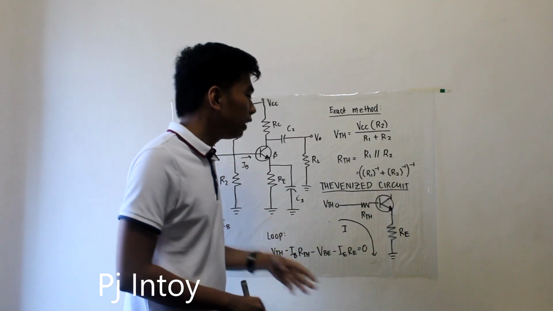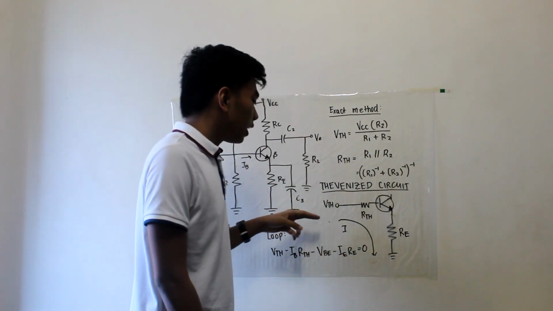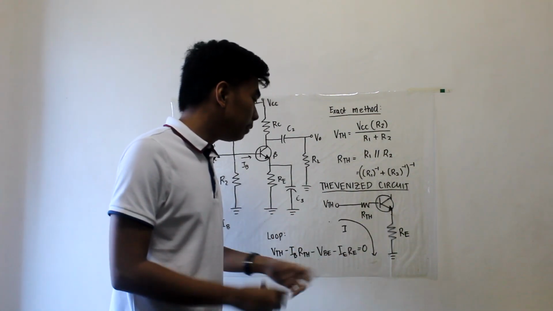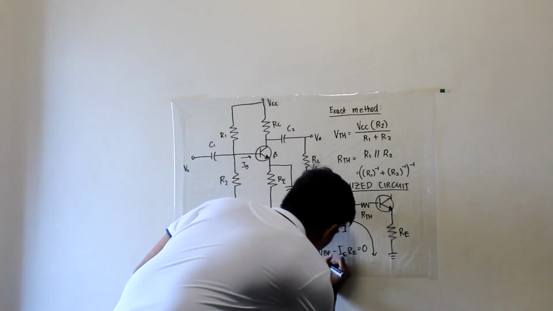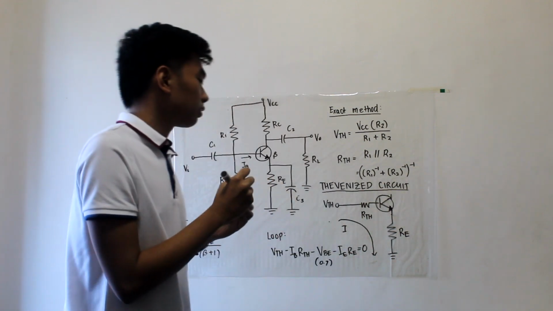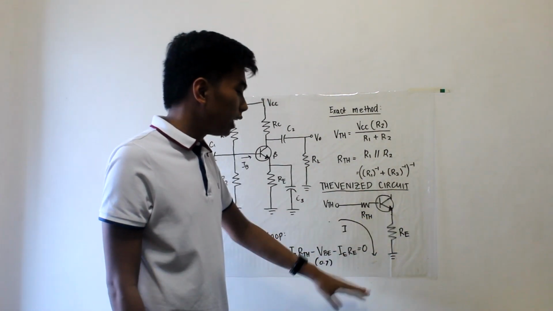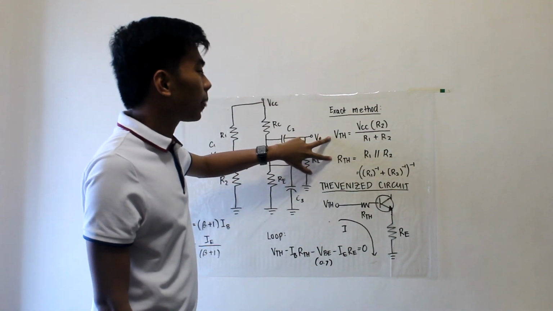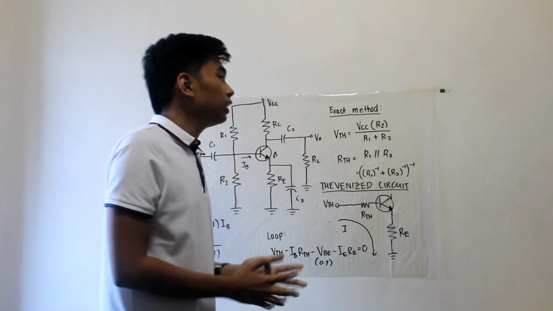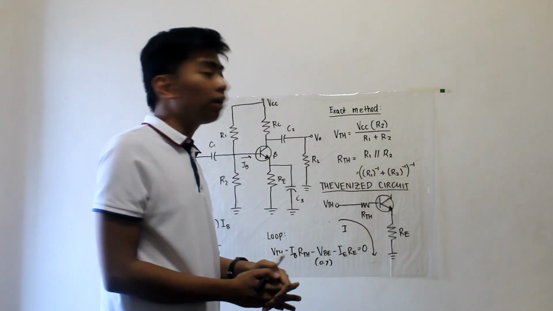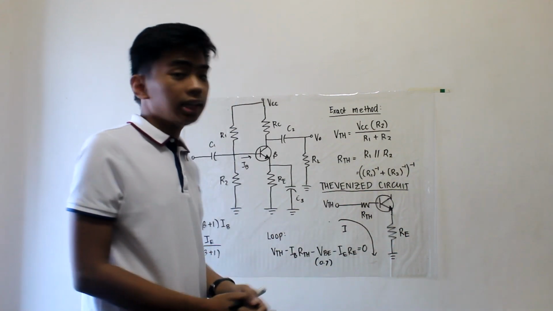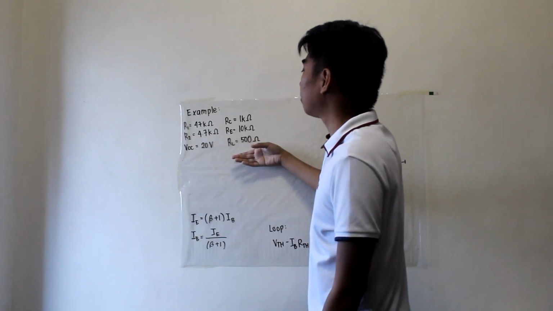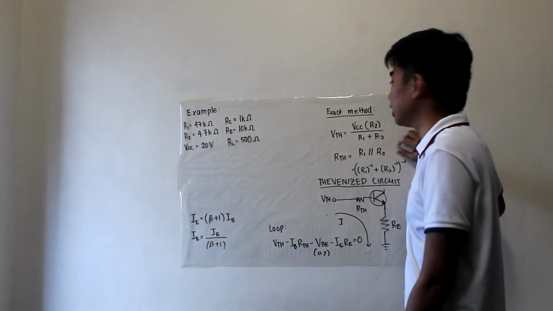To solve for IE, we will use a Thevenized circuit. So VTH minus the voltage of RTH minus VBE, which is constant 0.7, minus the voltage of RE, equals 0. Now we will use two formulas. VTH is equal to VCC times R2 over R1 plus R2, and RTH is equal to R1 parallel to R2. With the given example, we will now solve VTH and RTH.